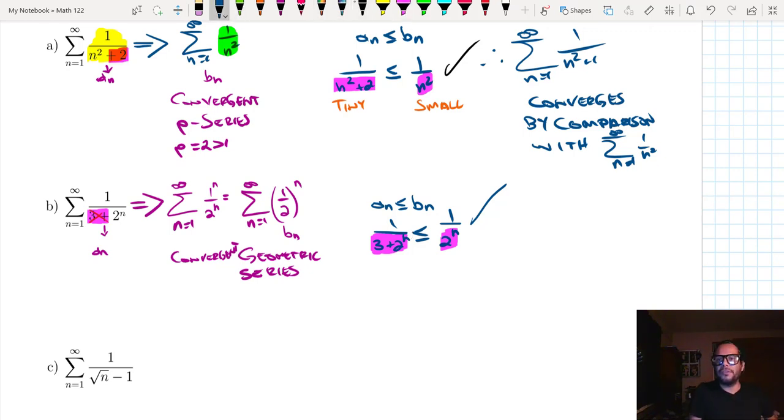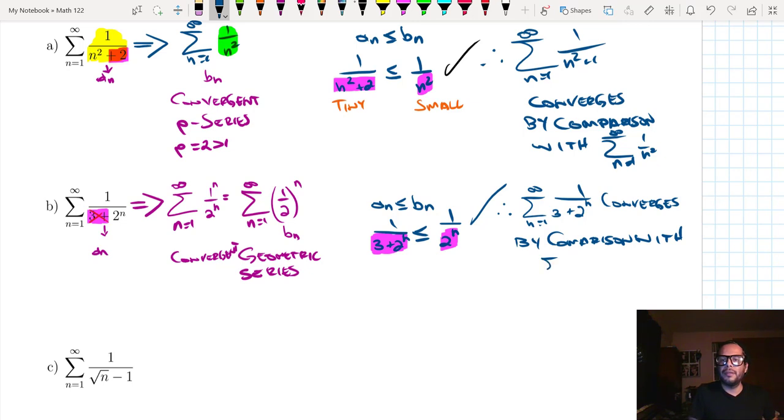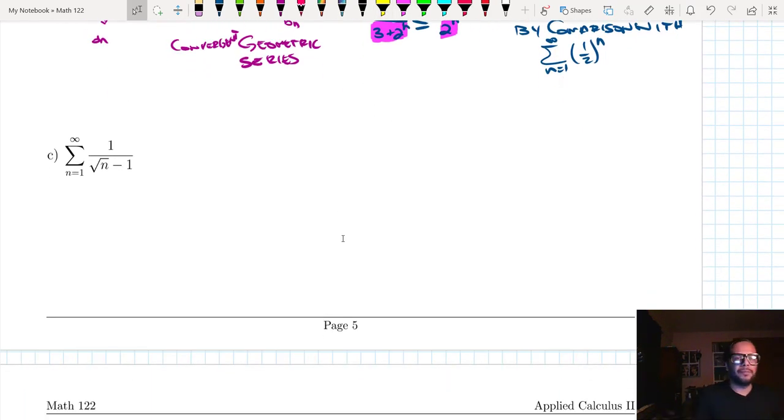So our conclusion, therefore, sigma n equals 1 to infinity, 1 over 3 plus 2 to the n converges by comparison with the geometric series 1/2 to the n. Okay. Let's look at another example.